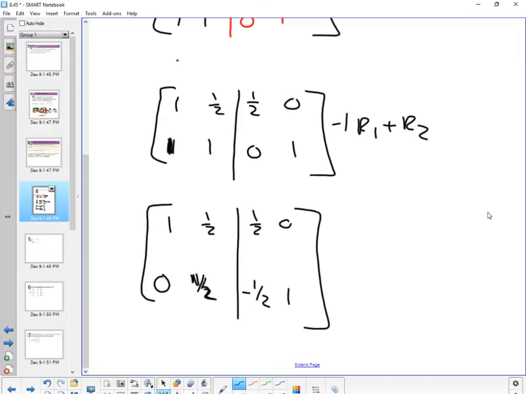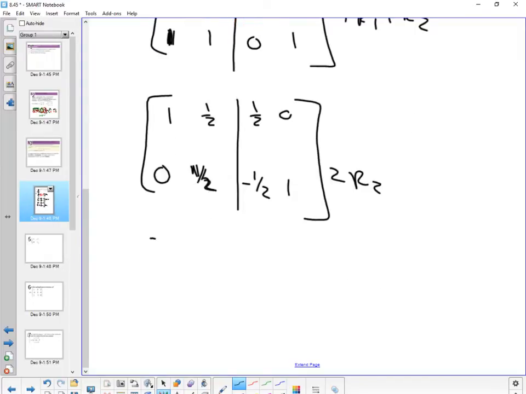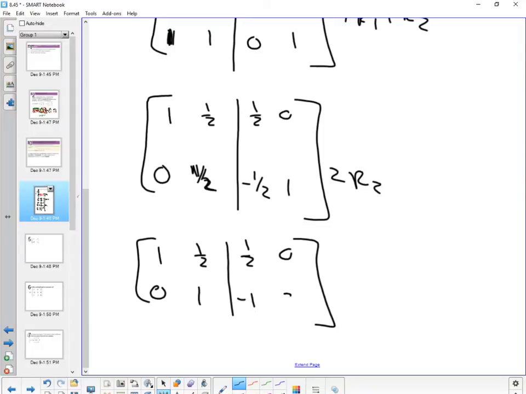Now I want this 1/2 to become a 1. Multiply by 2. So I'm going to multiply row 2 by 2. So I've got 1, 1/2, 1/2, 0. And then 2 times 0 is 0, 1/2 times 2 is 1, -1, 2, correct?